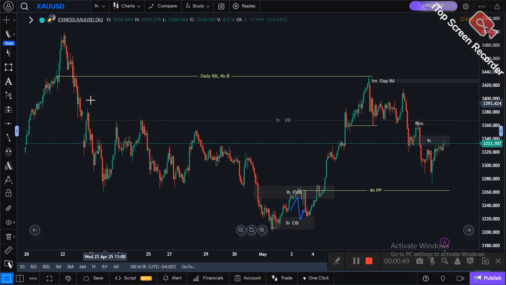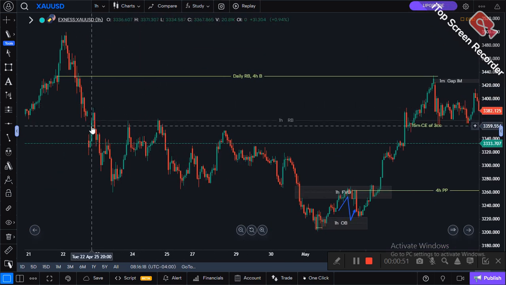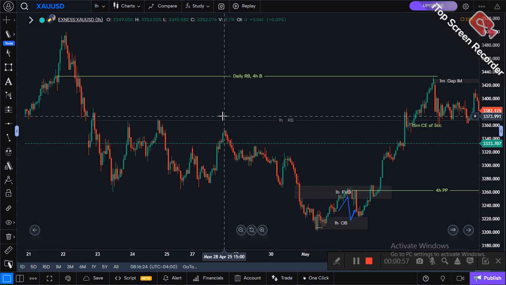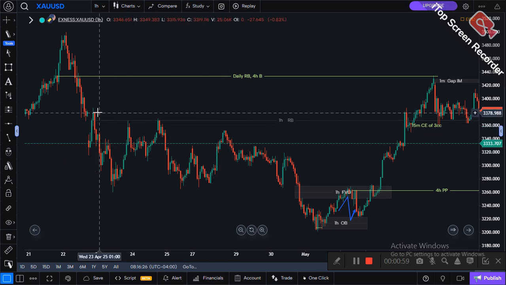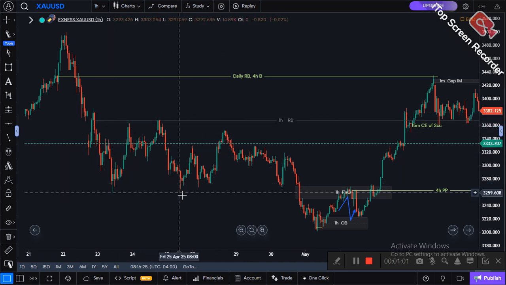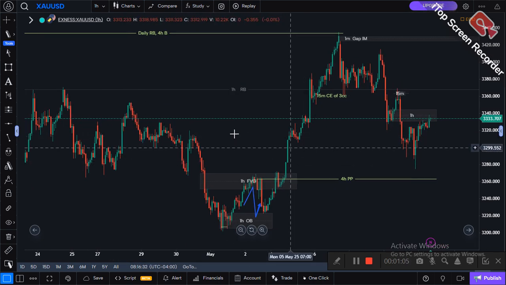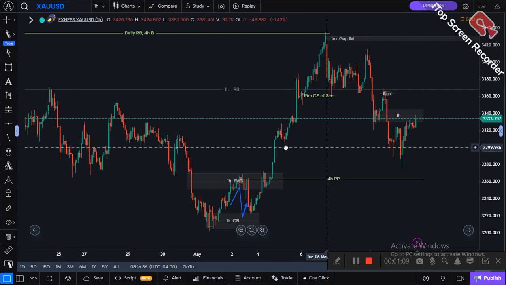So as I showed you before, the reclaim order block is the last up candle against the uptrend. In the previous part, if you didn't watch the first part of this reclaim order block, please watch the first part and then watch the second part. Otherwise, you will not understand.